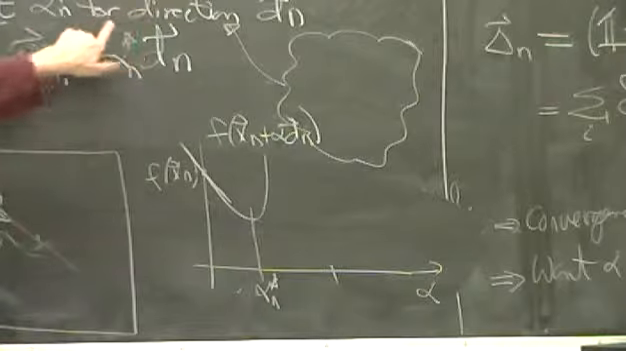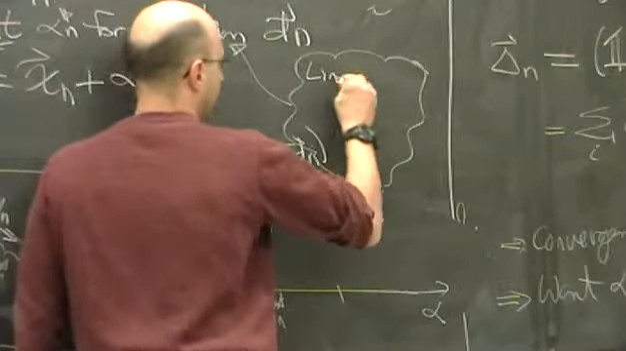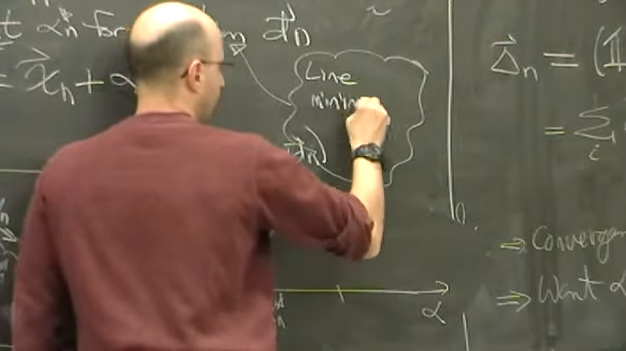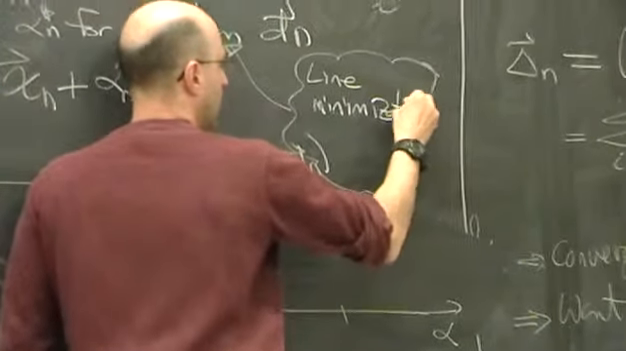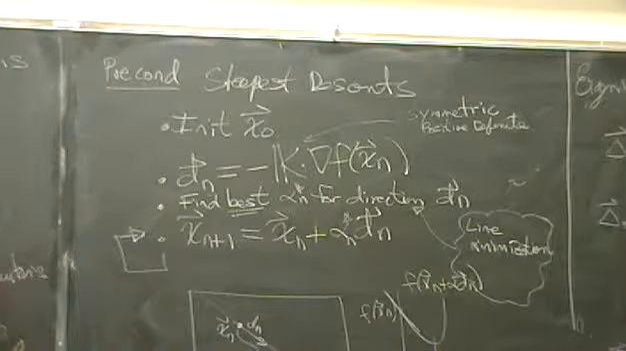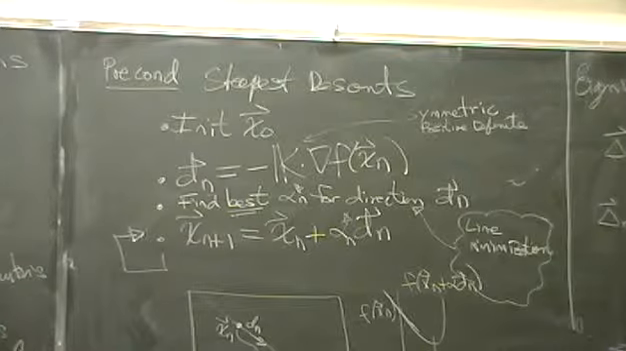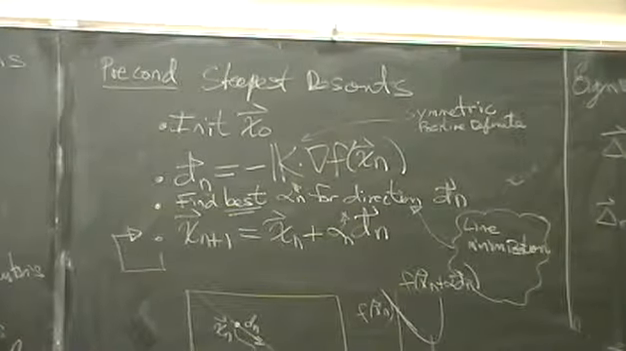So this step of the algorithm is called line minimization. So when you put that extra step in, what you're doing is preconditioned line minimization, which is pretty powerful. But you can do just one little bit better than that.